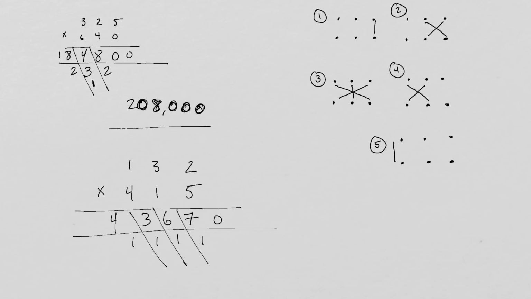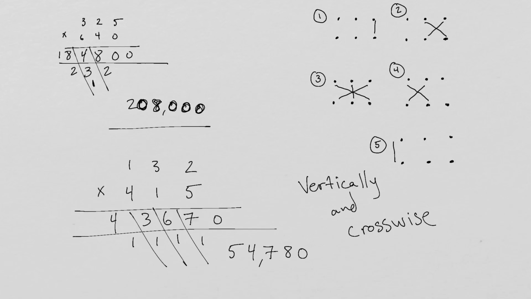Here's how we do our carries. Starting at the right, we got a 0, an 8, a 7, a 4, and a 5. We got those by doing the carries. So you guys could see how these shortcuts, this vertically and crosswise, can see how it really speeds up your multiplication problems.